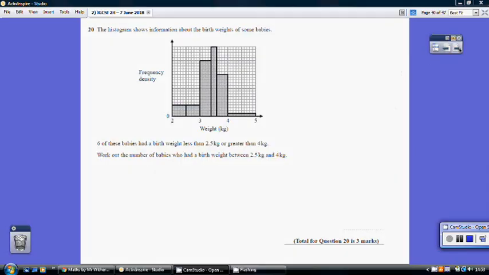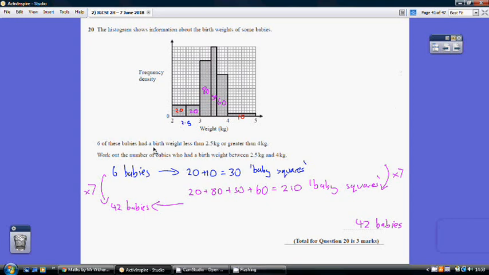Question 20. We're told 6 of the babies had a birth weight less than 2.5 or greater than 4 kilograms. So how many baby squares have we got which are less than 2.5 or greater than 4? Less than 2.5, we've got a base of 5, a height of 4, so 20 baby squares there. And then greater than 4, we've got these squares here, so 10 baby squares here. So 30 baby squares in total, the 20 and the 10, represent 6 babies.